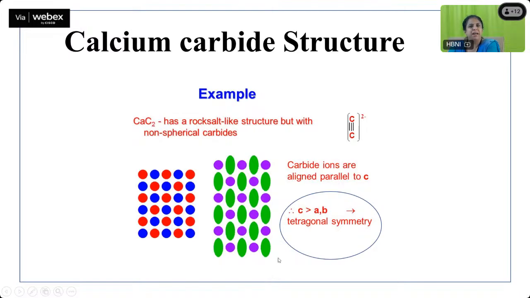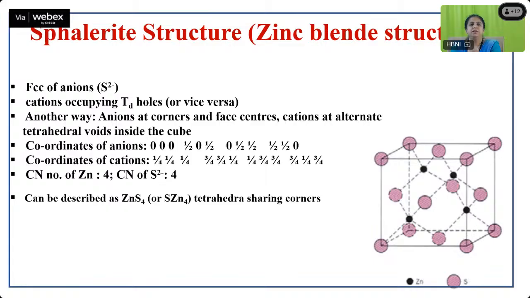So your A and B are equal, but your C becomes elongated and hence it adopts a tetragonal symmetry. The other important structure is sphalerite, which is also zinc blend. What is zinc blend? Zinc sulfide, ZnS, 1:1.